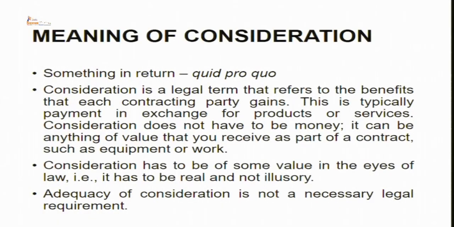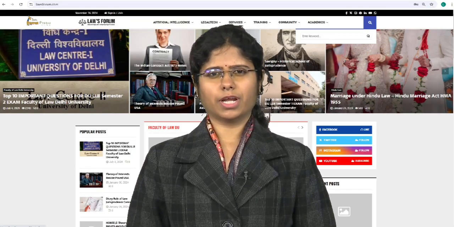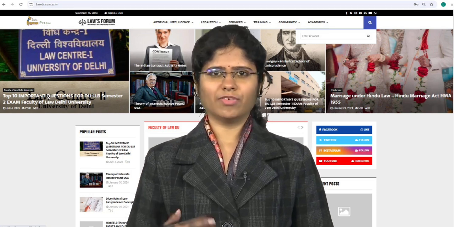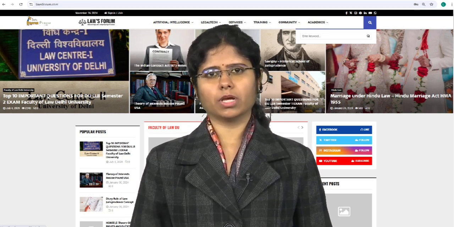To start with the general meaning of the term consideration, as you can see on the screen, I have mentioned that it is something in return, which as a Latin phrase is recognized as quid pro quo, that is, when you are returning a favor to someone. In the first session of this course on law of contracts, I had highlighted that consideration, in layman language, is like buying someone's promise. So, you are giving something in return to a person who is making a promise to you.